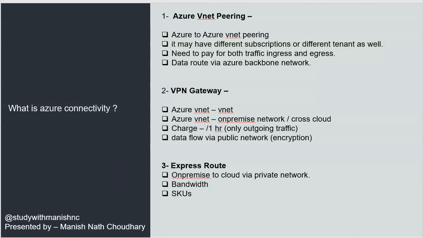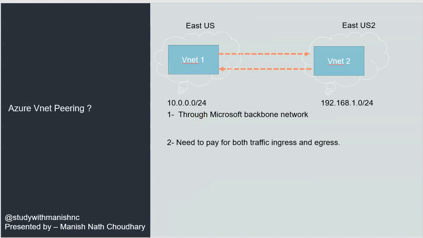Now I'm moving to Azure VNet peering. Let's assume that one subscription is in East US, and another subscription is in East US too. So two virtual networks are in different subscriptions and different regions. We can see 10.0.0.0/24, this is one virtual network, and 192.168.1.0/24, the two subscriptions lying in different regions and different virtual networks.